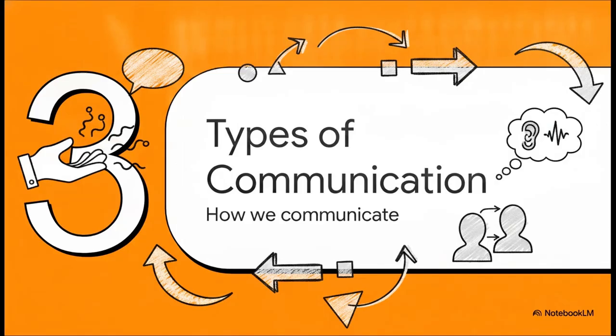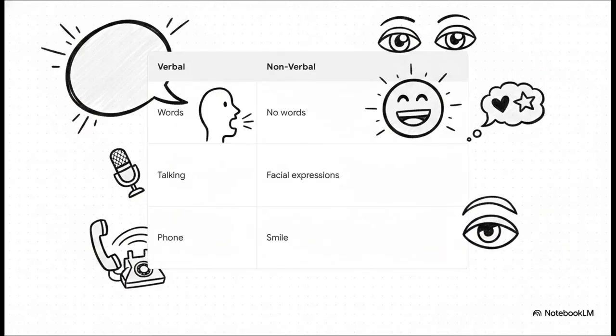Now that we know what communication is, let's move to section 3, the different types of communication. We don't just share ideas in one single way. There are mainly two types. The first is verbal communication. Verbal means we use words. बोलकर या लिखकर बात करना. So when you give a lecture in class or talk on the phone, you are using verbal communication.